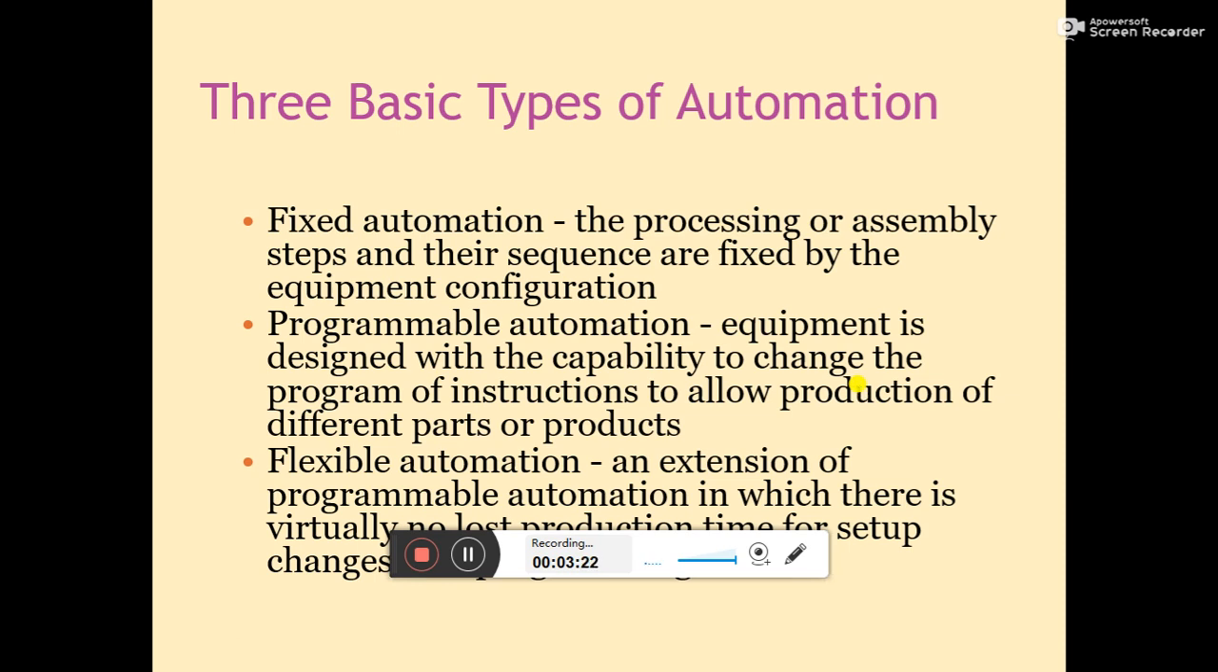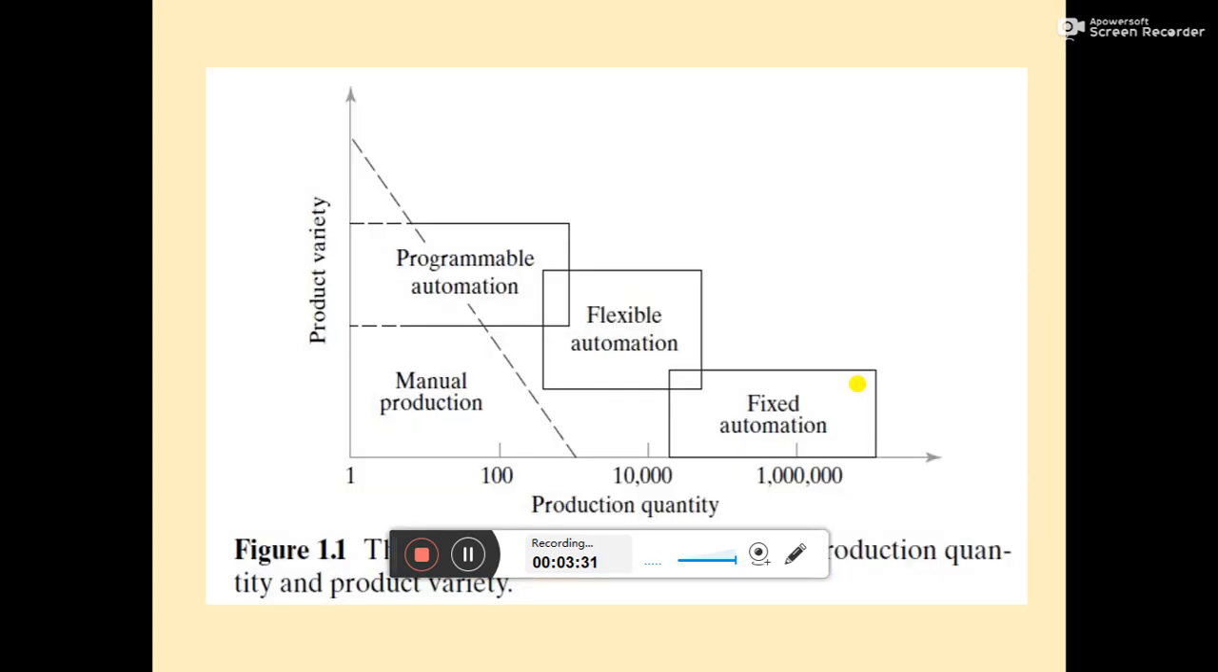What are the basic types of automation? We have three basic types: the first one is programmable automation, the second one is fixed automation, and the third one is flexible automation. In fixed automation, we have limited product variety, but we can produce a large quantity. So for very large, mass production, we can use fixed automation. In programmable automation, we have a very limited production quantity, but you can go for a large product variety.